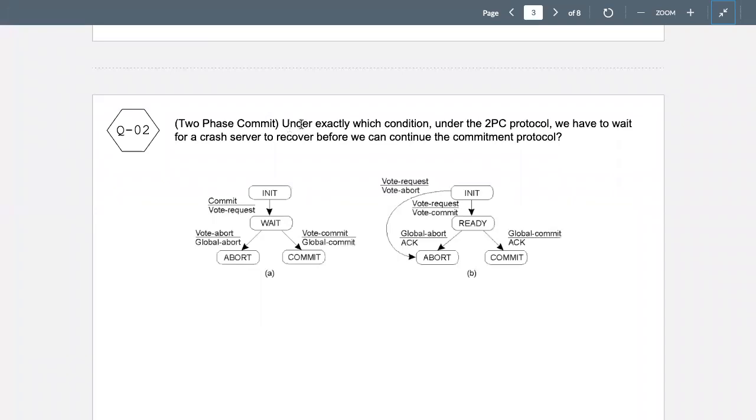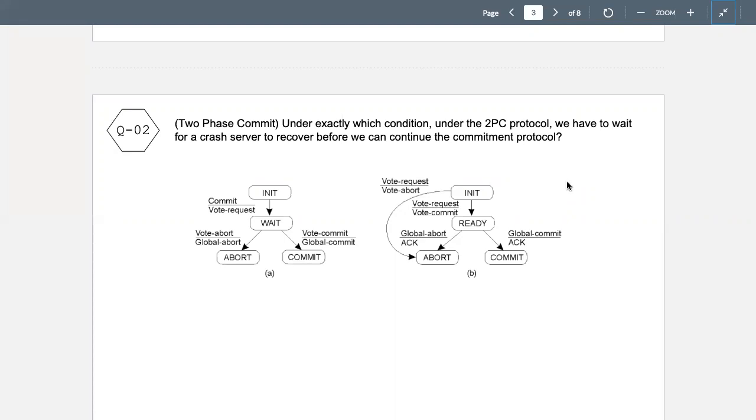This question is asking under exactly which condition under the two-phase commit protocol we have to wait for a crashed server to recover before we can continue. That is actually the most important question, in my opinion, in understanding two-phase commit and three-phase commit. Why do we need three-phase commit? Because of this particular condition. So let me first tell you the answer, and then we can discuss a little bit about the rationale.